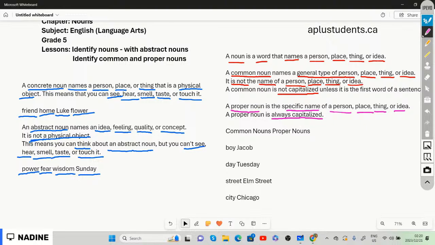So a proper noun is the specific name of a person, place, thing, or idea. Whereas a common noun names a general type of person, place, thing, or idea, right? So when it comes to a proper noun, we always need to capitalize it. Whereas we do not capitalize a common noun unless it is the first word of a sentence.